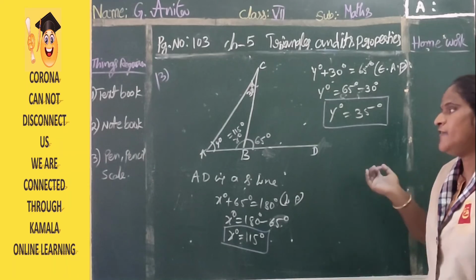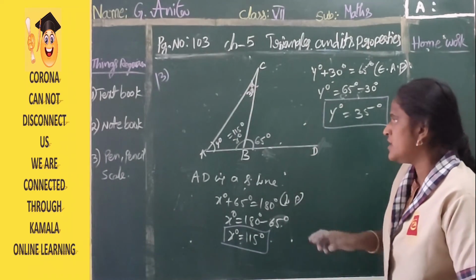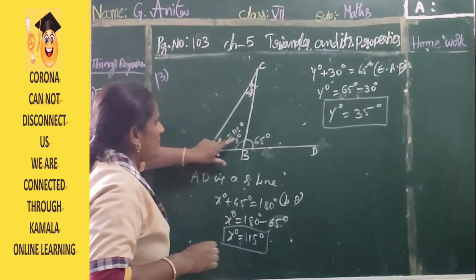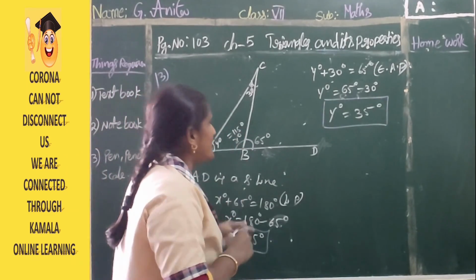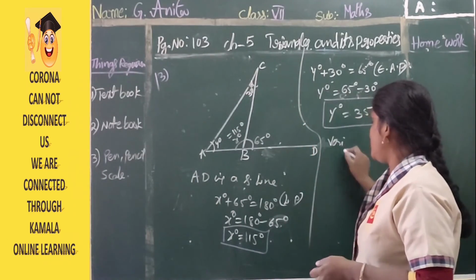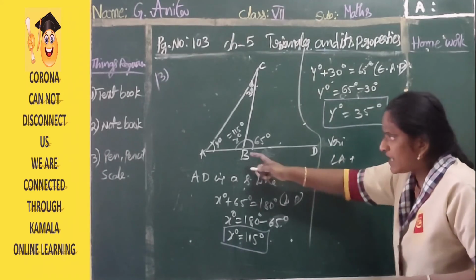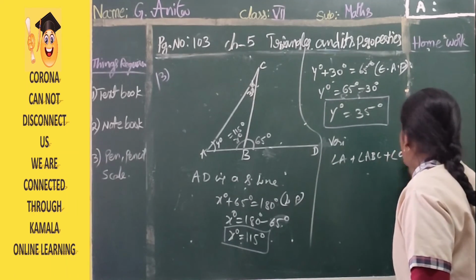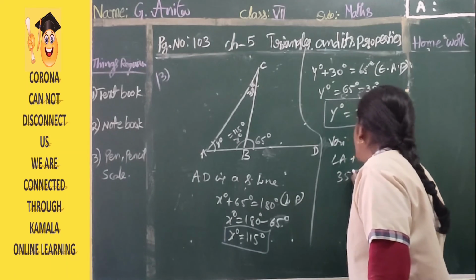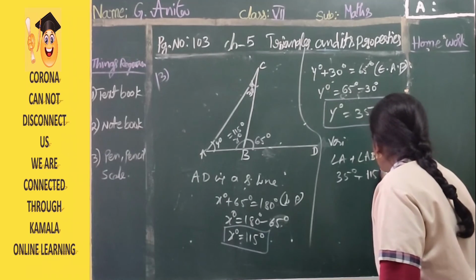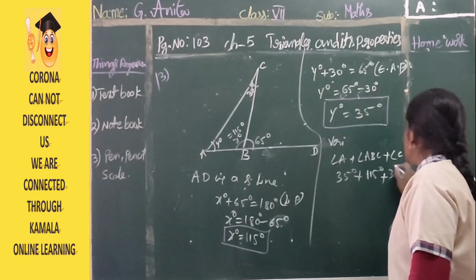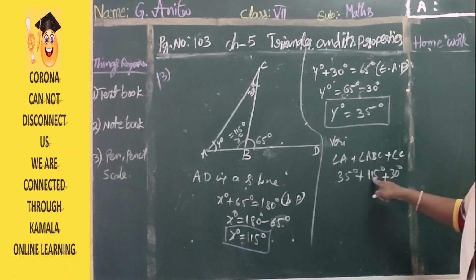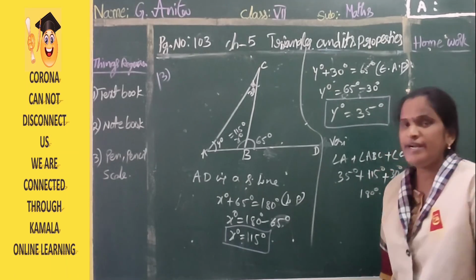Once check whether the sum of all angles in triangle ABC is 180 or not. Angle C is 30, angle A is 35, 30 plus 35 is 65, and 65 plus 115 is nothing but 180 degrees. Yes, our answer is correct. Verification is right. Don't write it like angle B, write angle ABC. Angle A is how much? 35 degrees. And angle ABC is how much? 115 degrees. And angle C is what? 30 degrees. So 35 plus 115 plus 30, you will get 180 degrees. Okay, clear?